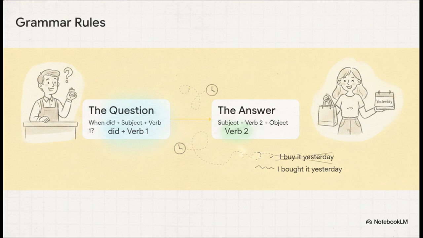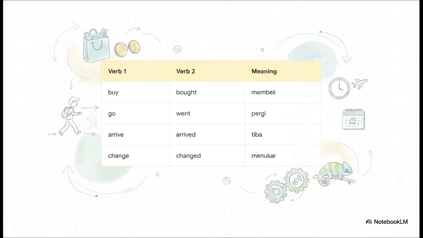But here's the catch. When you answer, you don't use did. Instead, you have to change your verb to verb 2. So you can't say, I buy it yesterday. You absolutely must say, I bought it yesterday. Making that jump from verb 1 to verb 2 is super important.